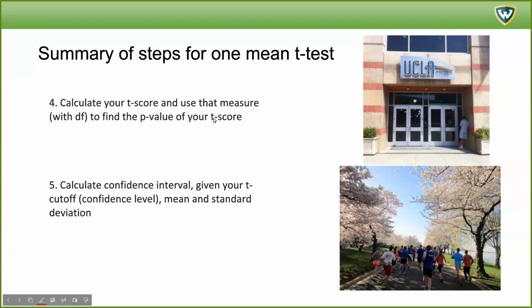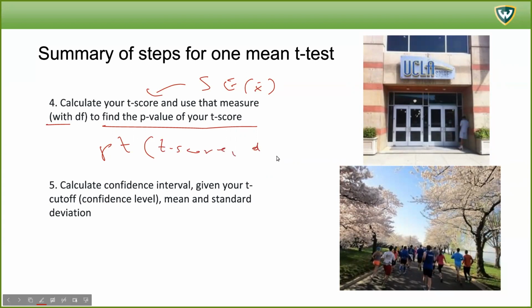Then you calculate the t-score and use that measure with the degrees of freedom to find the p-value of the t-score. And for the t-score, you're going to need to calculate the standard error of your sample. And then you plug that into the PT function. You put the t-score in with the degrees of freedom, and then that gives you the likelihood of you getting that t-score value. Now, just remember that if your t-score is positive, you need to subtract it from 1. And if you're doing a two-sided test, you don't know if it's greater or less, you need to then also multiply it by 2.